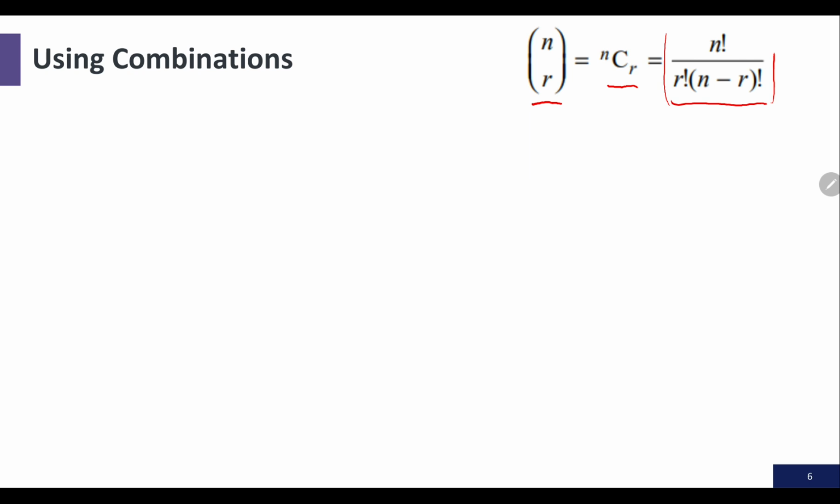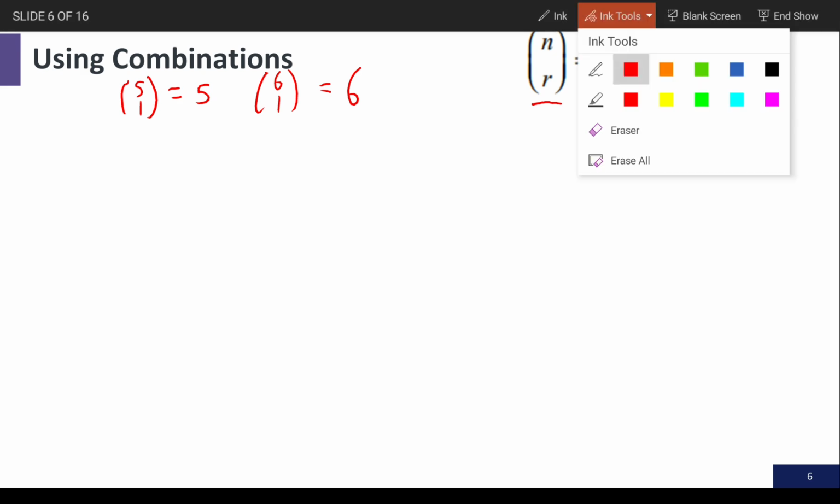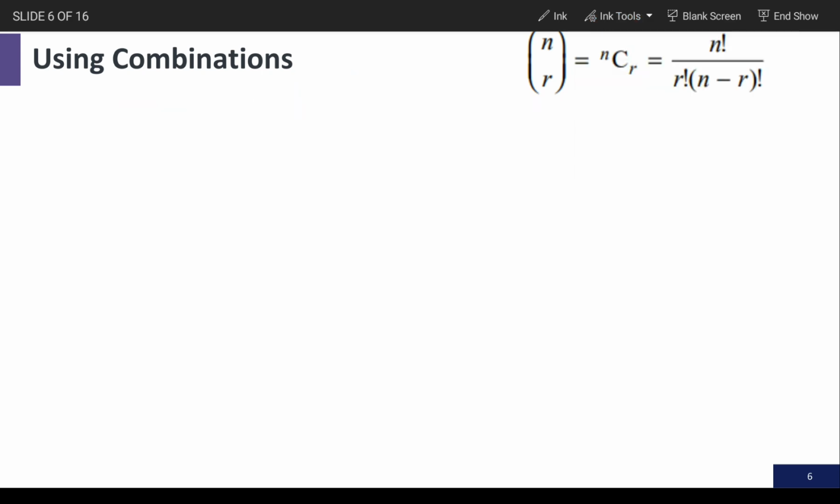In the previous videos, you might have noticed that 5 choose 1 kept coming out as 5, and 6 choose 1 kept coming out as 6, etc. But can we prove it? Well, let's have a look. Let's try and get a general way of writing n choose 1.